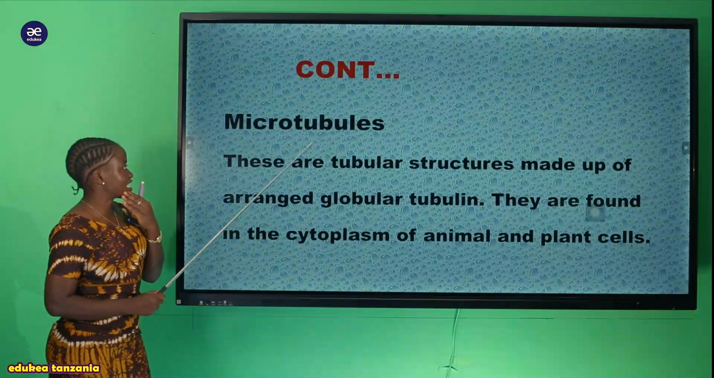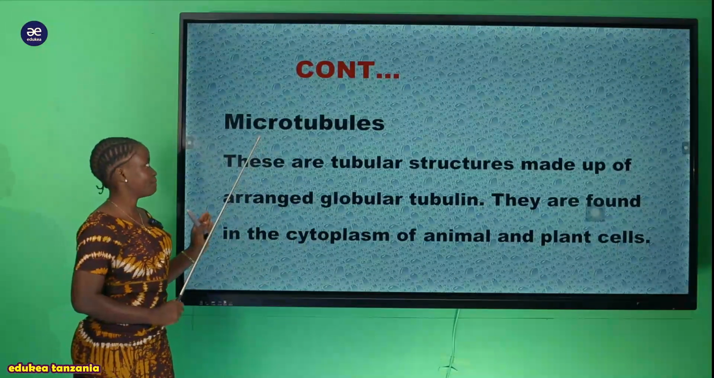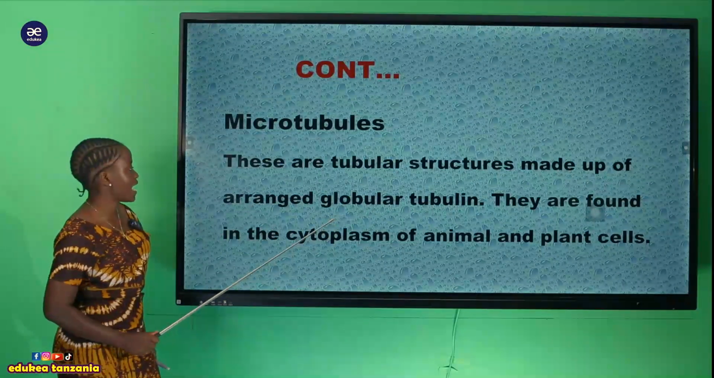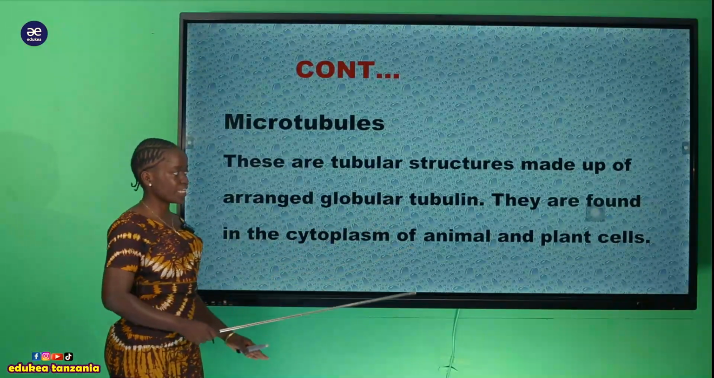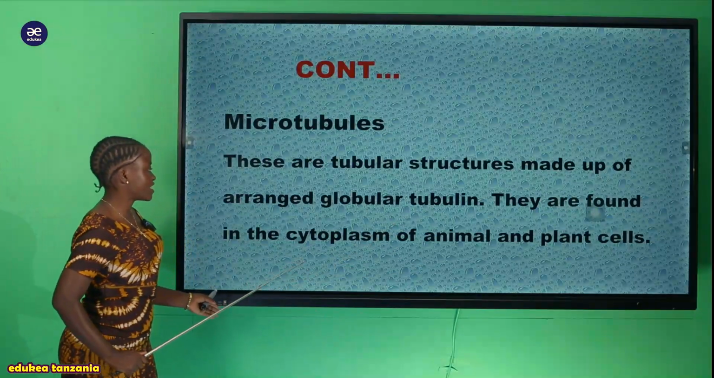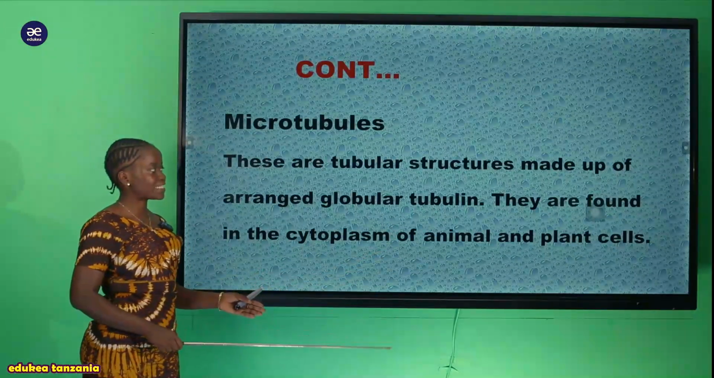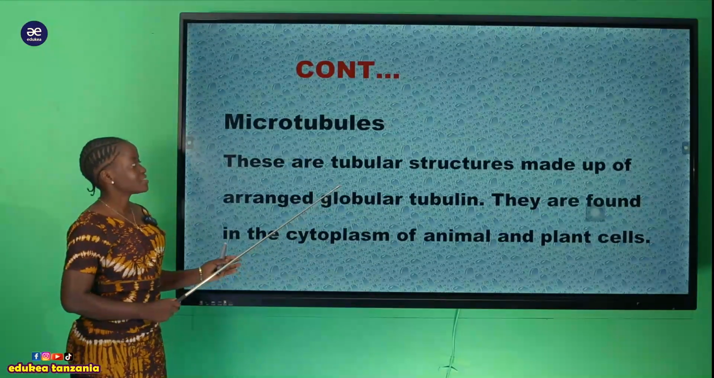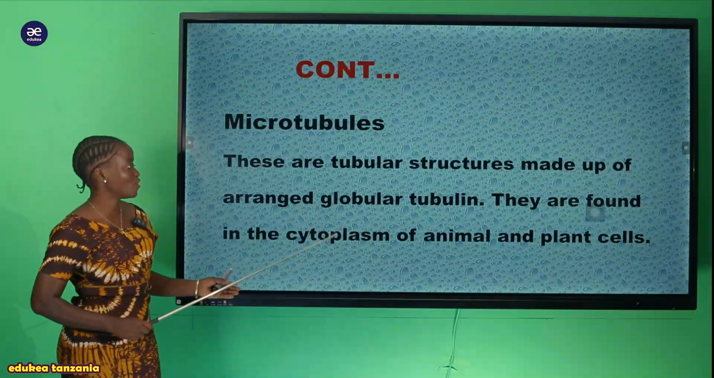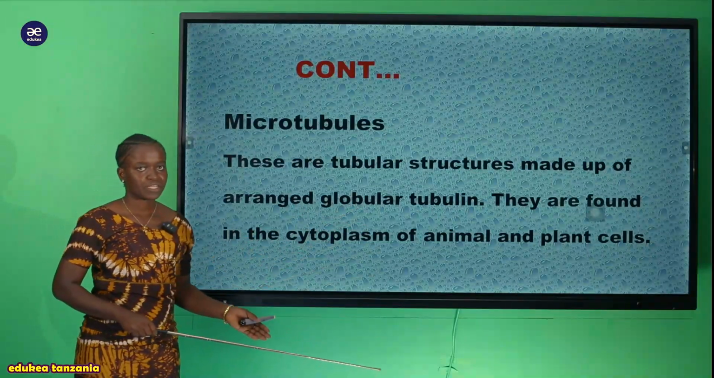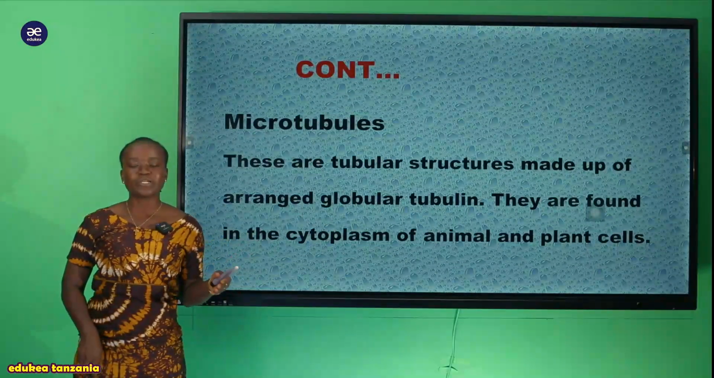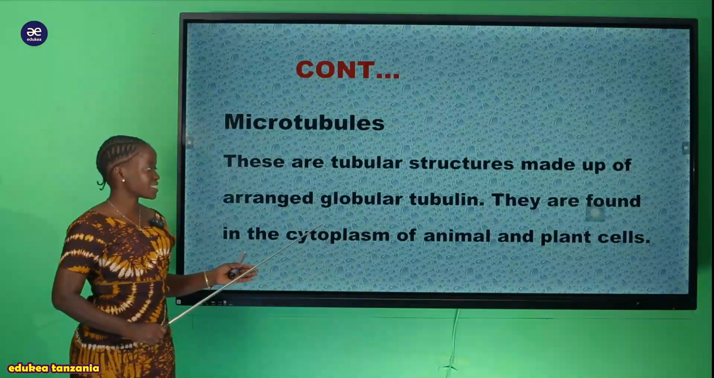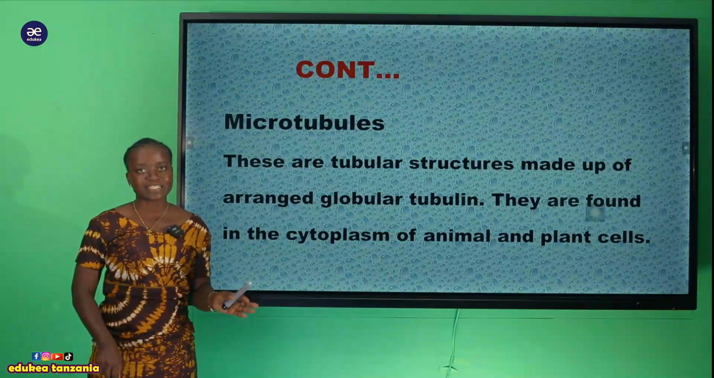Starting with the first cytoskeleton, that is microtubules. These are tubular structures made up of arranged globular tubulin. They are found in the cytoplasm of animal and plant cells. So when we look at these microtubules, we say that it is just a tube structure made up of arranged globular tubulin, which are found within the cytoplasm of animal and plant cells.